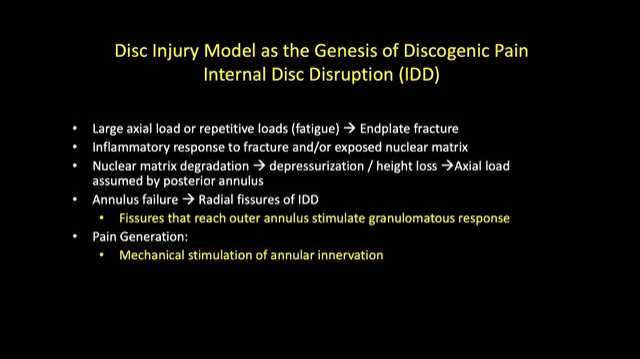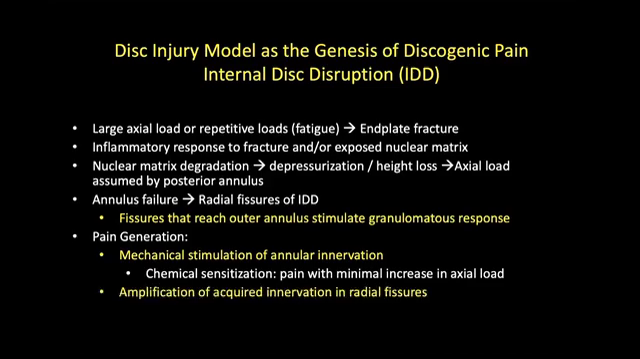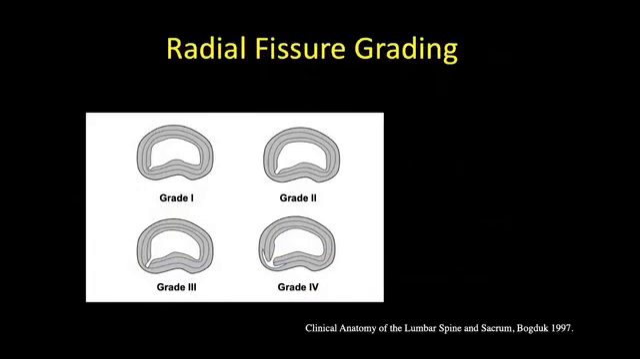So this granulation tissue brings in unmyelinated nerve fibers. There's also chemical sensitization, so pain with minimal increase in axial load. And then there's amplification of acquired innervation in these fissures as that granulation tissue comes in.